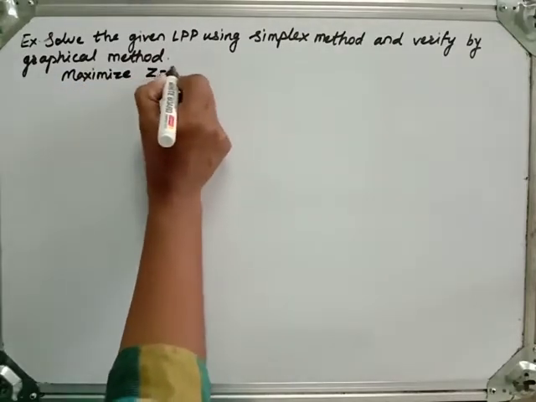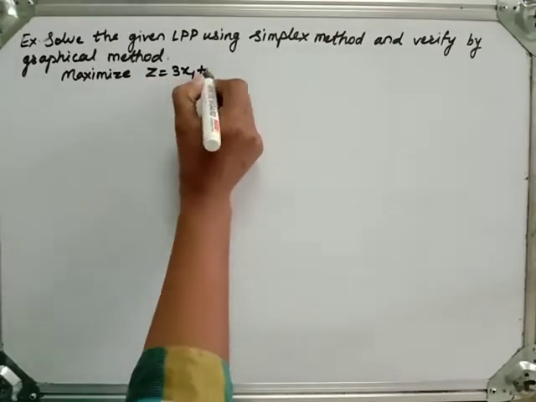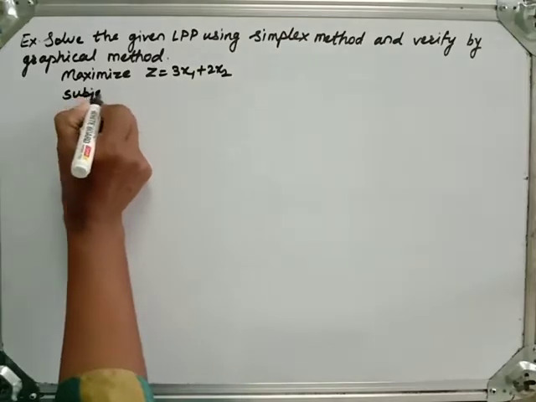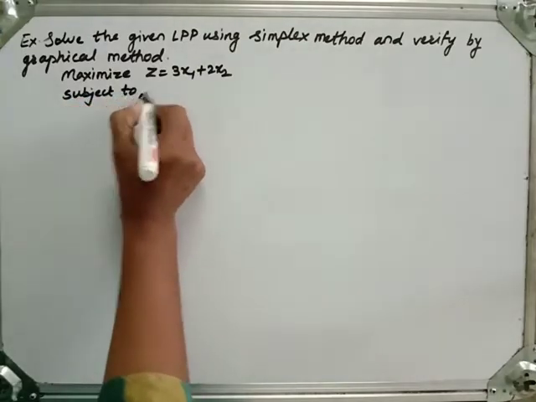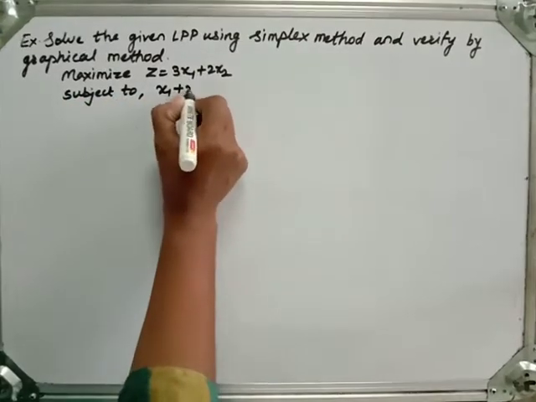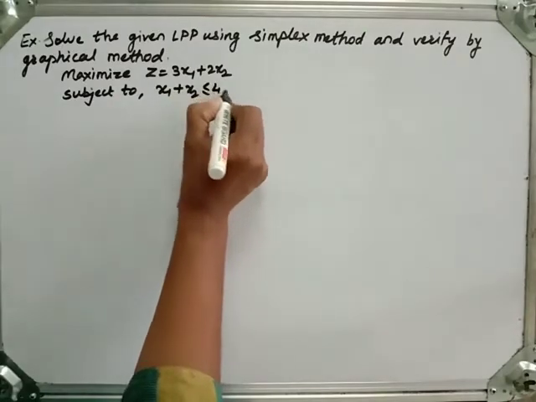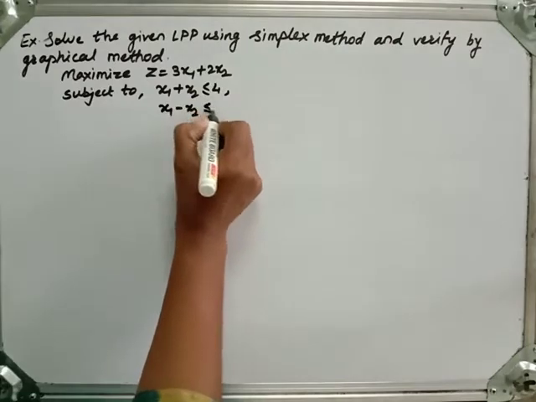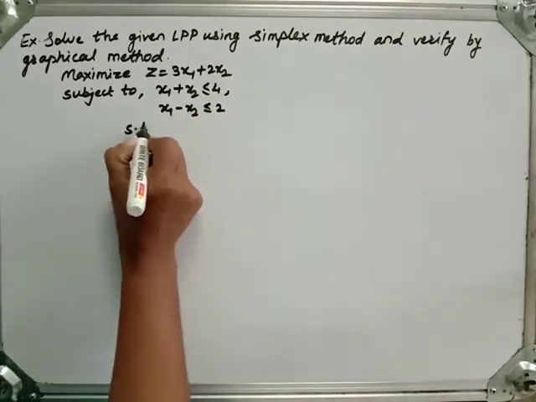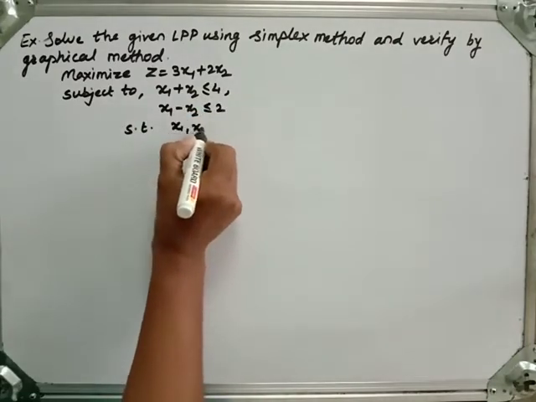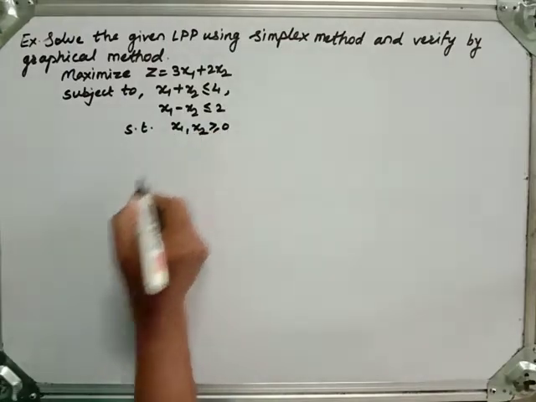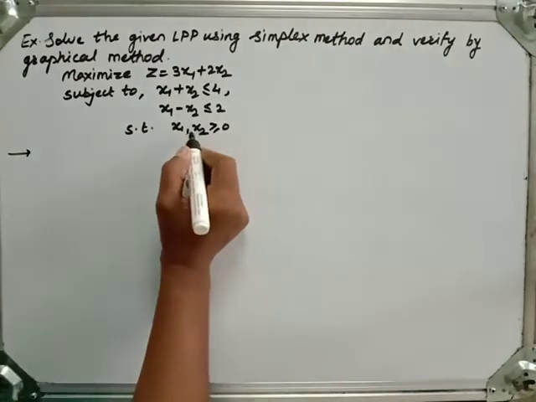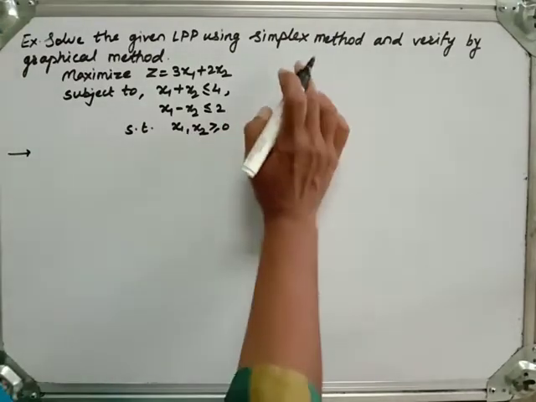So the LPP is: maximize z equal to 3x1 plus 2x2 subject to x1 plus x2 less equal 4, x1 minus x2 less equal 2, such that x1, x2 greater equal 0. Now as I said in the previous problem, we have to solve this LPP using simplex method.